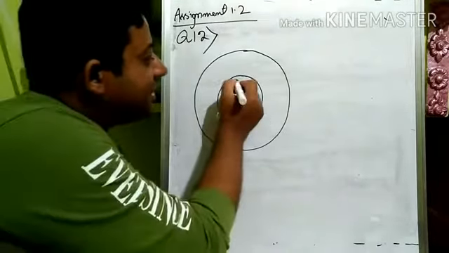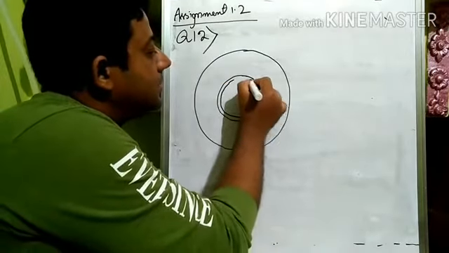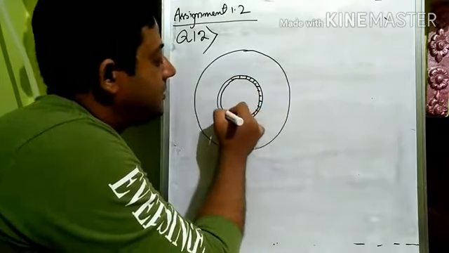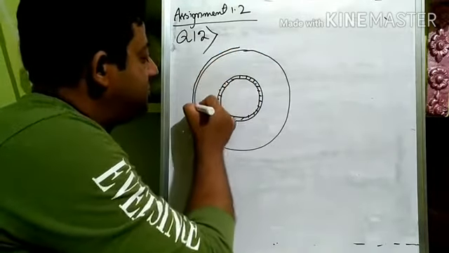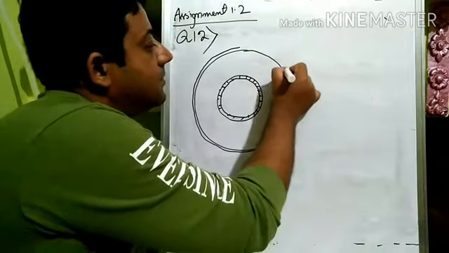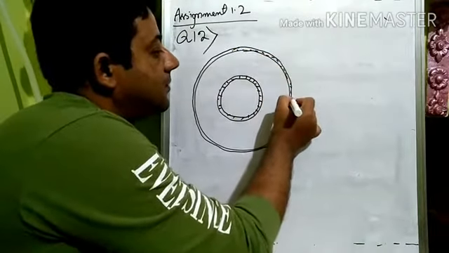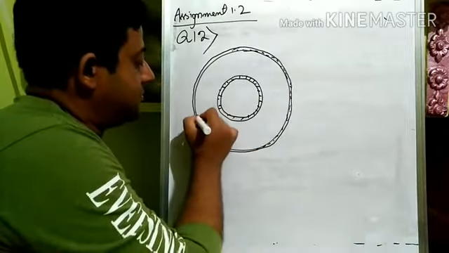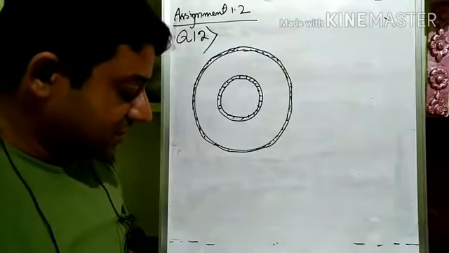And the solid balls are having some thickness, right? So let us say this is the thickness of that ball, and this is the thickness of another ball. This is the figure given.